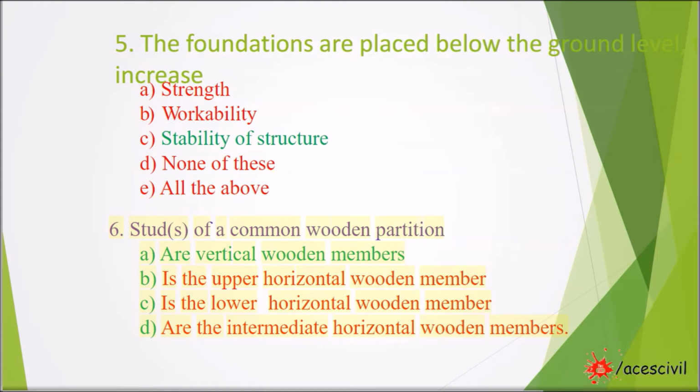6. Studs of a common wooden partition: a. Are vertical wooden members. b. Is the upper horizontal wooden member. c. Is the lower horizontal wooden member. d. Are the intermediate horizontal wooden members.